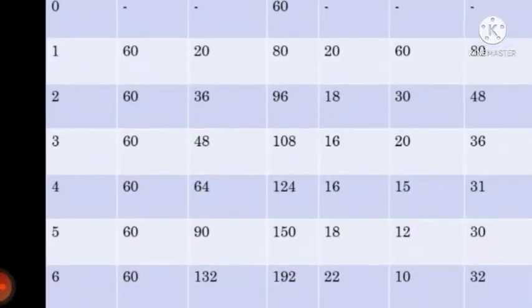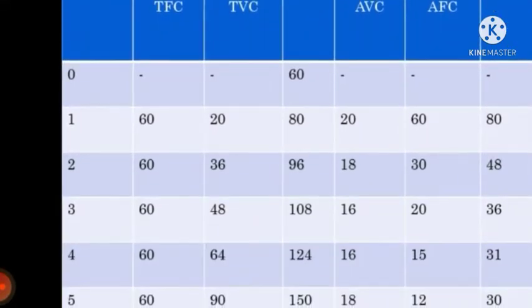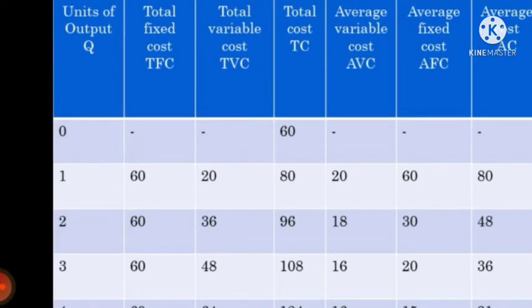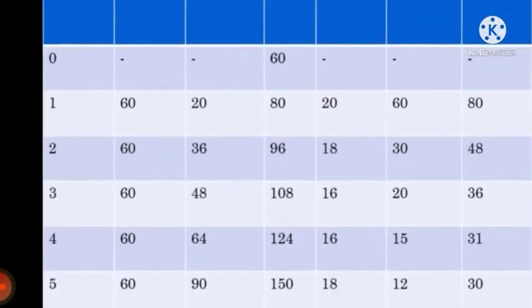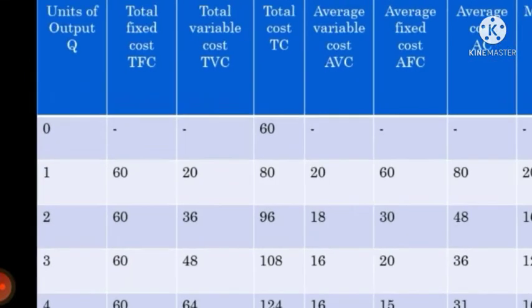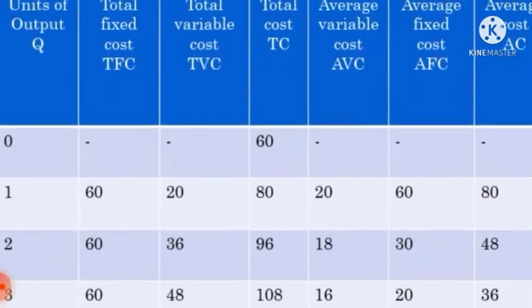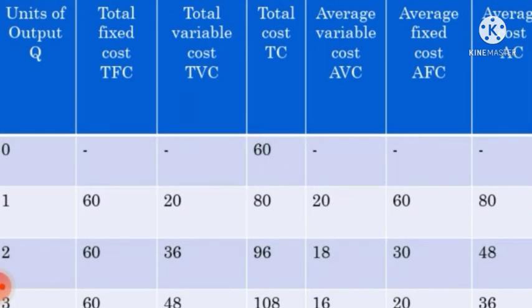His variable cost at quantity 1 is 20. Then when he gets to quantity 2, his variable cost increases to 36. Then so on and so forth. Do you notice that it keeps increasing? The definition of variable cost is that in the short run it does change, while fixed cost will not change. Then, to get the total cost value, you need to add the total fixed cost and the total variable cost.